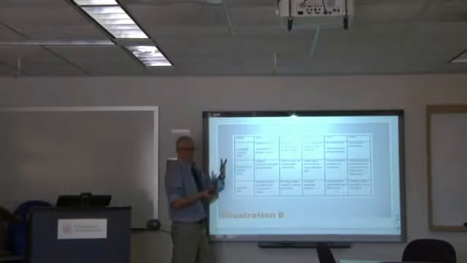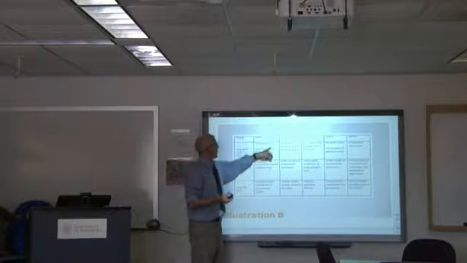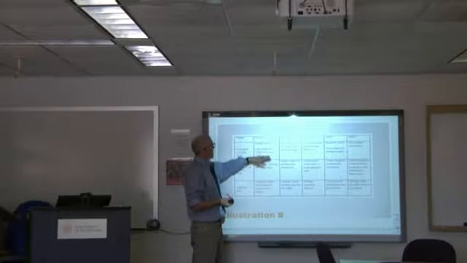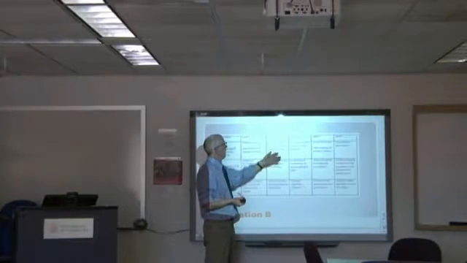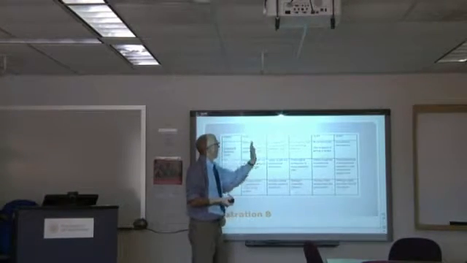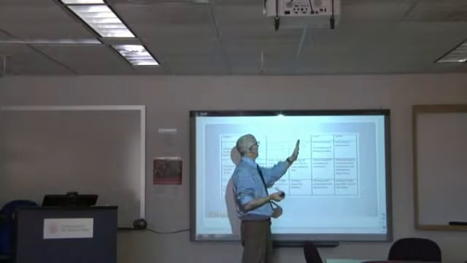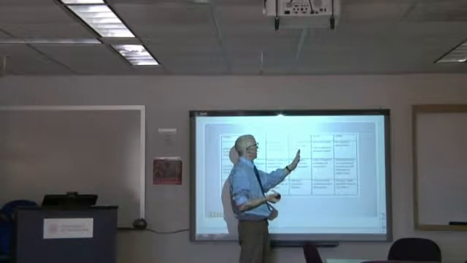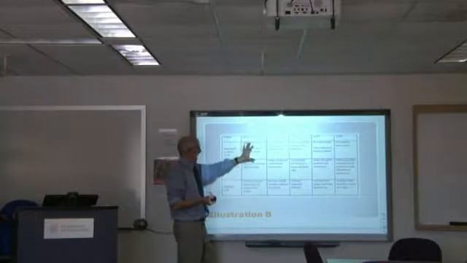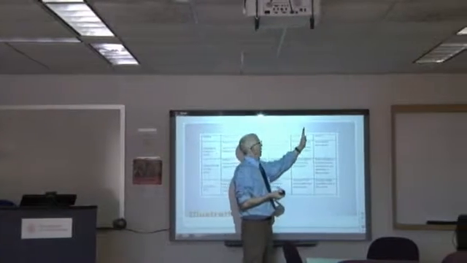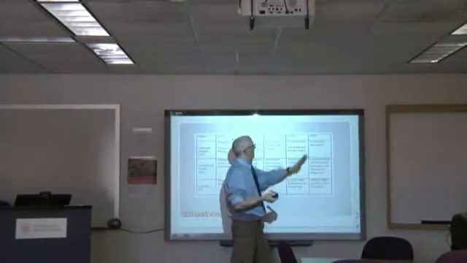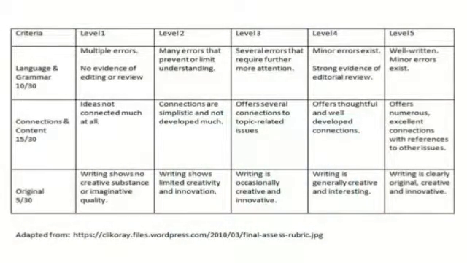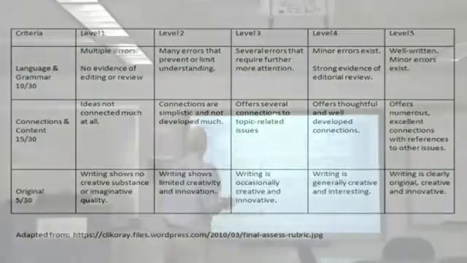Okay? For example, language and grammar. So many errors, lack of evidence of editing or review, a score of 1. Serious errors that inhibit understanding, a score of 2. Not quite sure of the difference there. Level 3, errors remain that require further attention. Well, that's different than a score of 1, I see that. A level 4 score, fewer errors, clear evidence of editing, boom. And a score of 5, occasional or minor errors.